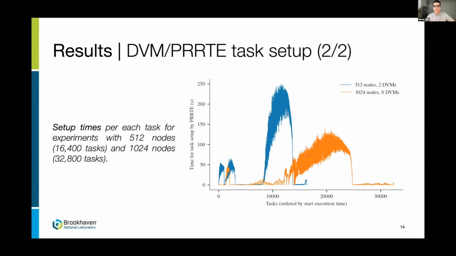But when we increase the number of nodes and also increase the number of DVMs, each DVM actually handles fewer nodes. That peak also decreased significantly, by twice in this case.